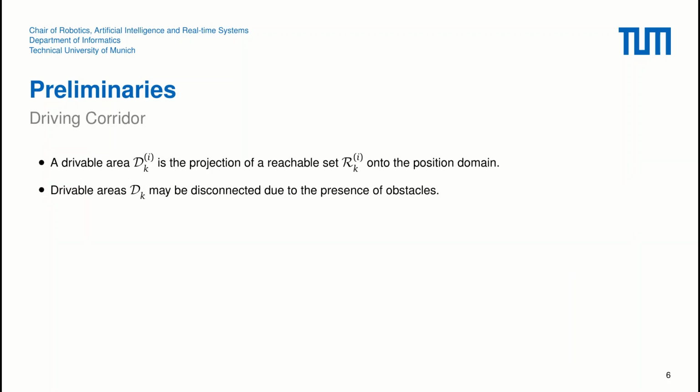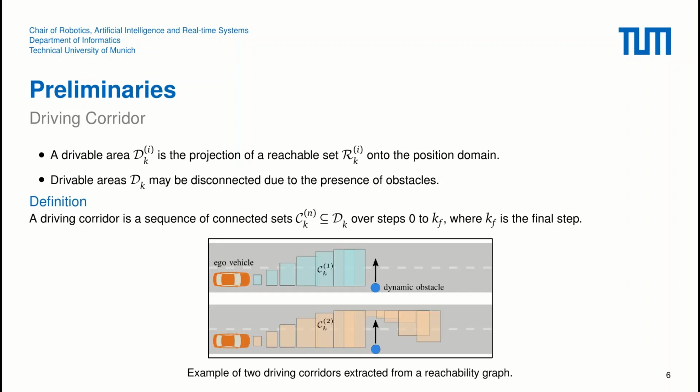As mentioned earlier, a drivable area is the projection of a reachable set onto the position domain. In general, drivable areas may be disconnected due to the presence of obstacles. Thus, the notion of driving corridor can be defined. A driving corridor is a sequence of connected sets over steps 0 to kf, where kf is the final time step of the computation.